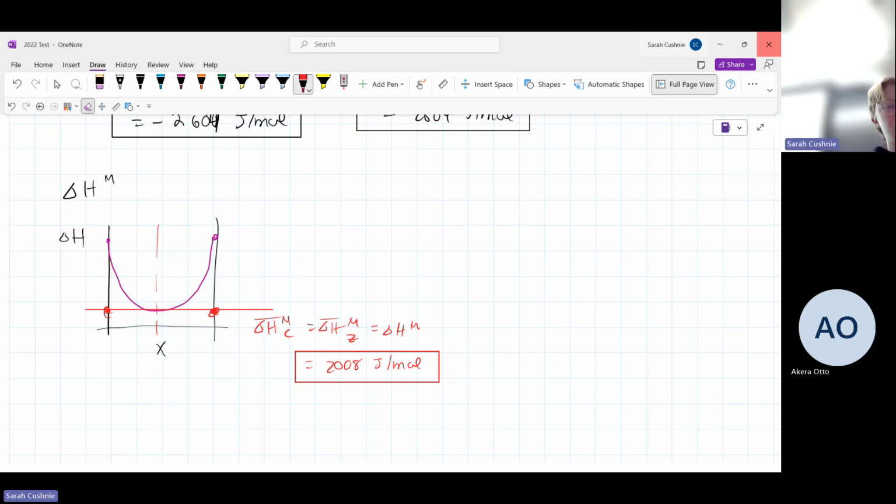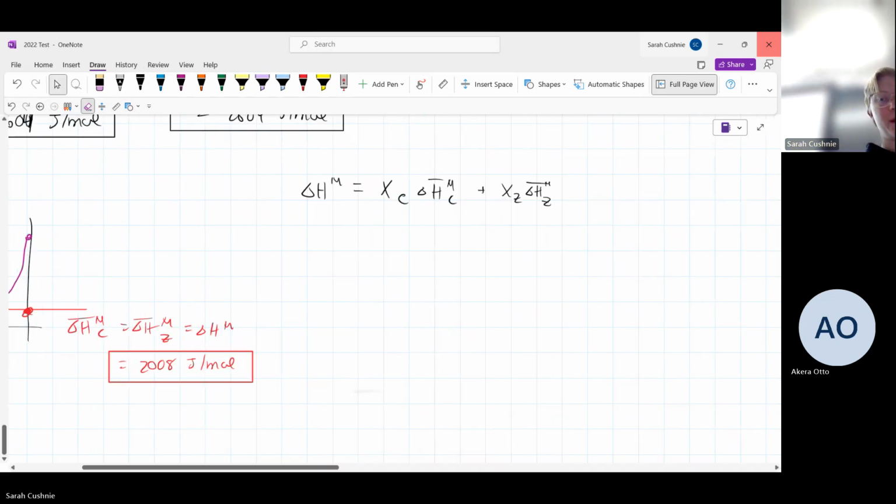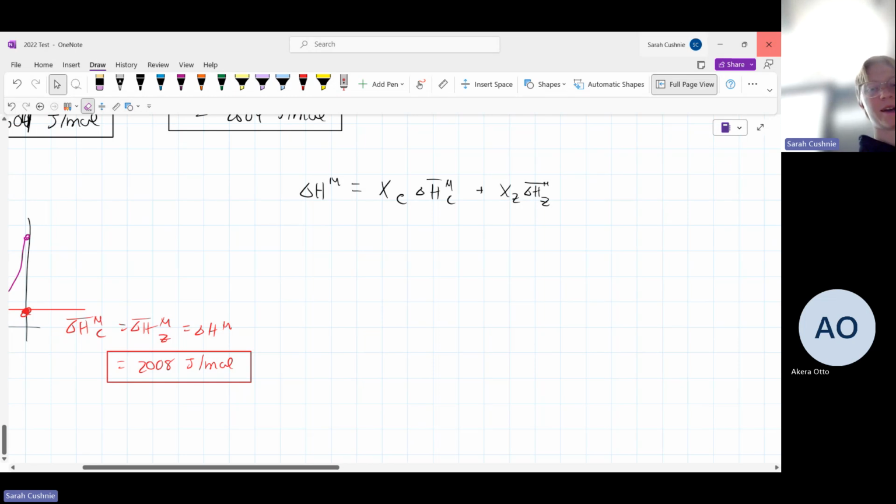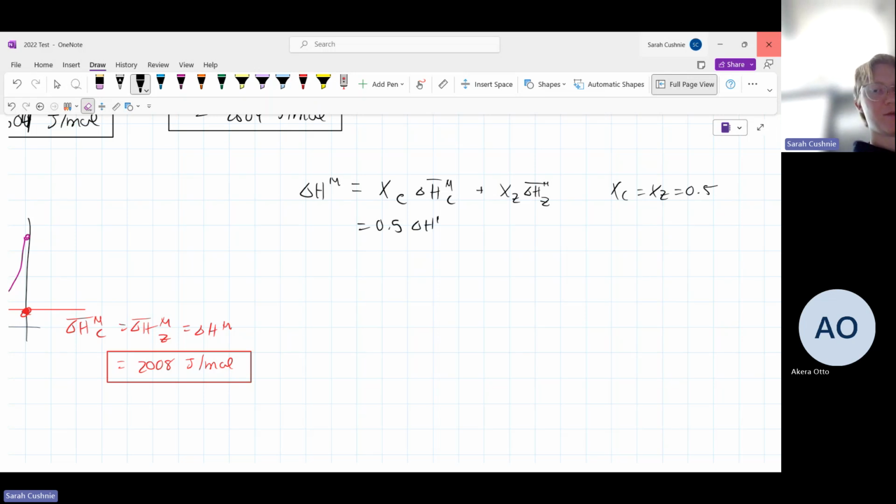And that's just defined because it's a symmetrical solution. Another way that we can look at it is that delta H of mixing overall is equal to X_C delta H of mixing C plus X_Z delta H of mixing Z. So we can say that X_C is equal to X_Z is equal to 0.5. So now it's equal to 0.5 delta H of mixing C plus 0.5 delta H of mixing Z.